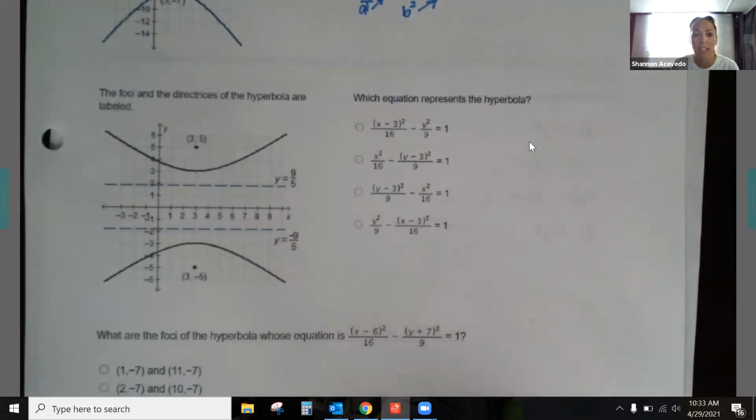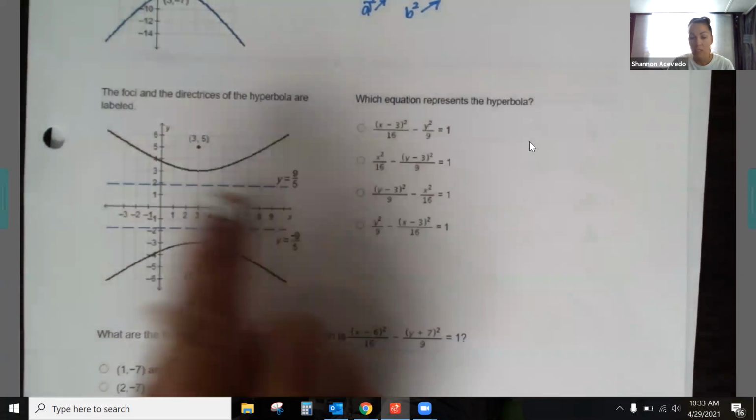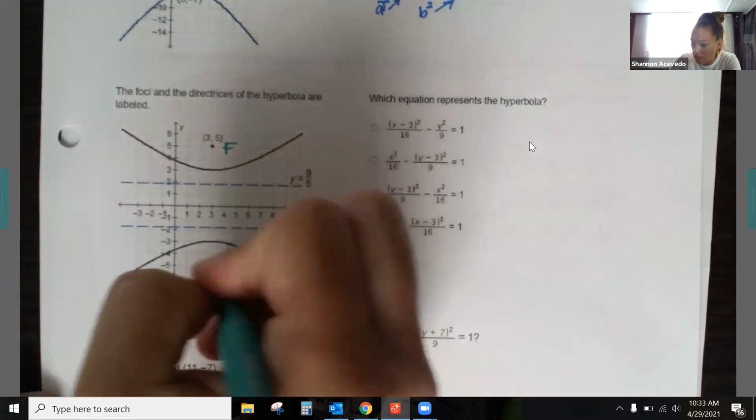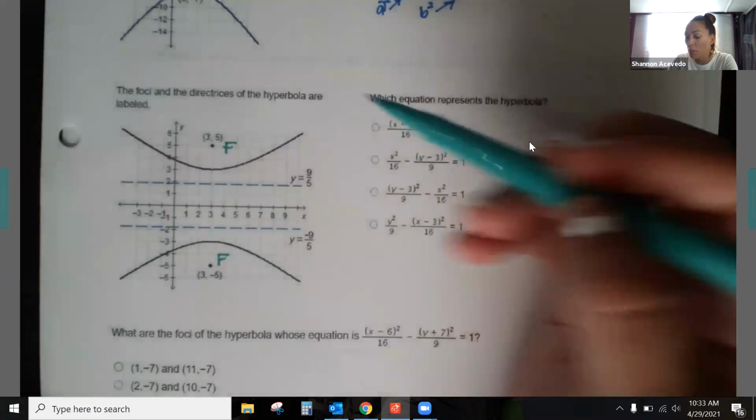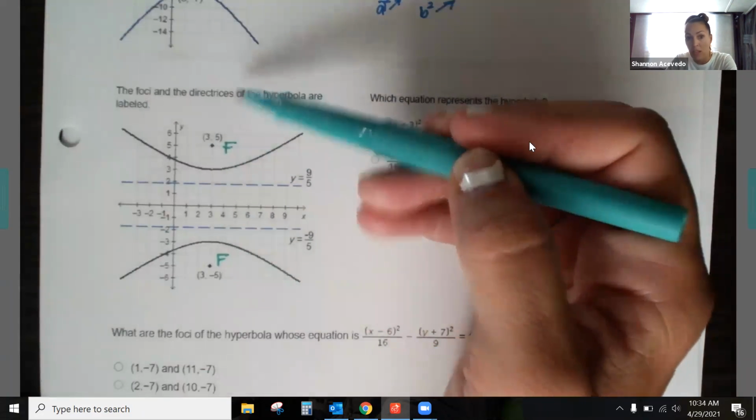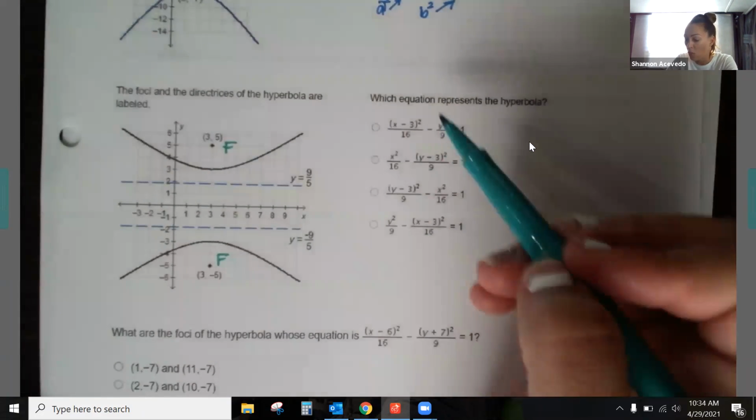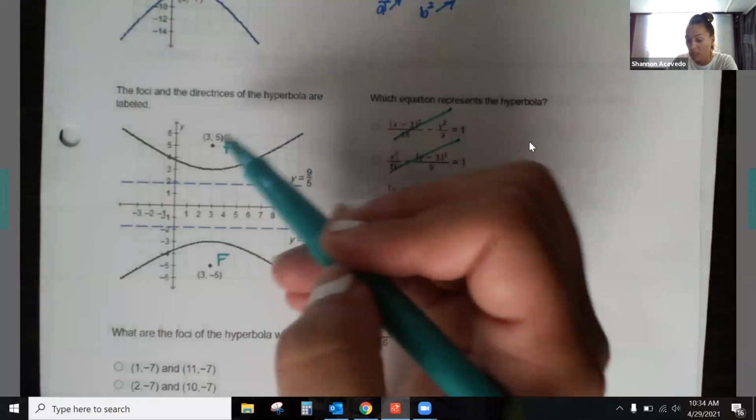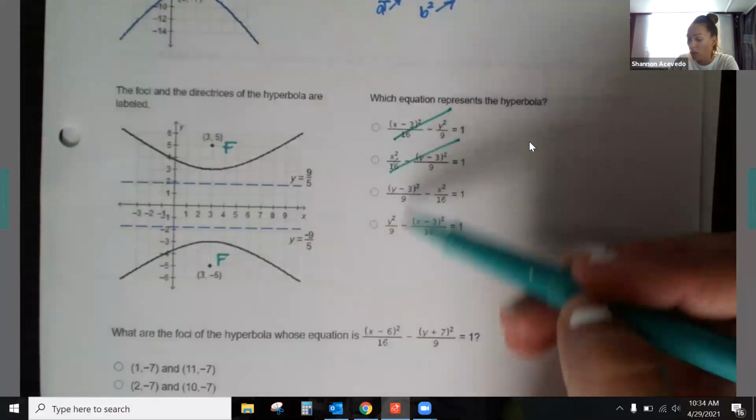Looking at my next one, it says that the foci and the directrices of the hyperbola are labeled. So there's my foci, this is going to be a foci, and this is my directrices. So which equation represents it? Similar to above, I know just from looking at my graph, since it's opening up and down, my y-axis goes up and down, then it has to be a y value first. So I know right away it can't be one of these because the x is first. Since it opens up and down, it has to be a y value first. So it's one of these two.